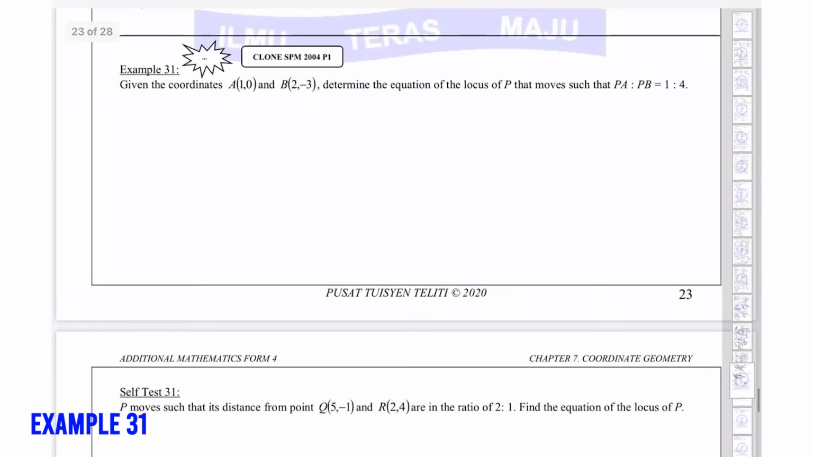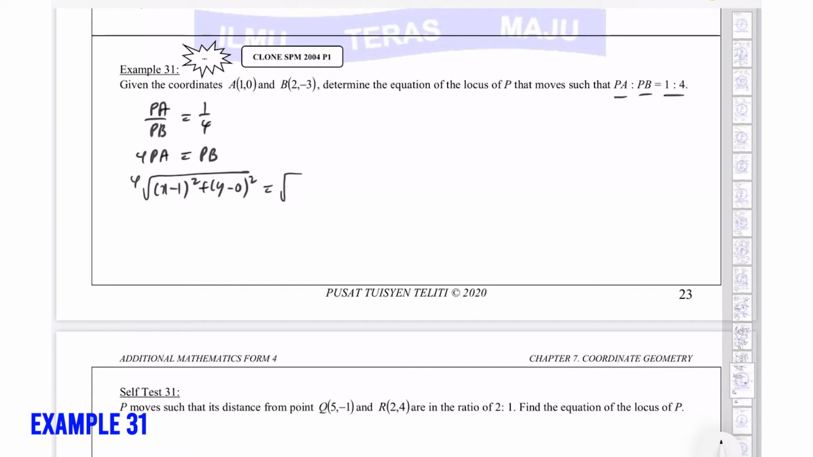Okay, example 31. So your ratio PA to PB is given as 1 to 4. So maybe I write PA over PB equals 1 over 4, right? Write in proportion. When we cross multiply, 4PA is now PB. What's your PA? We use square root of (x minus 1) squared plus (y minus 0) squared. The result equals PB. PB is square root of (x minus 2) squared plus (y minus 3) squared.